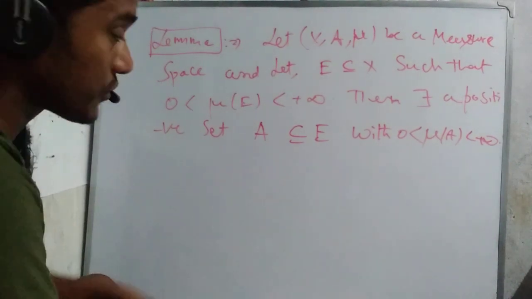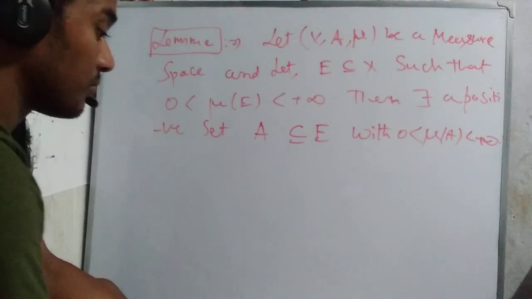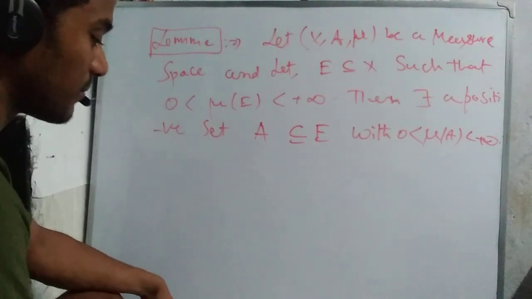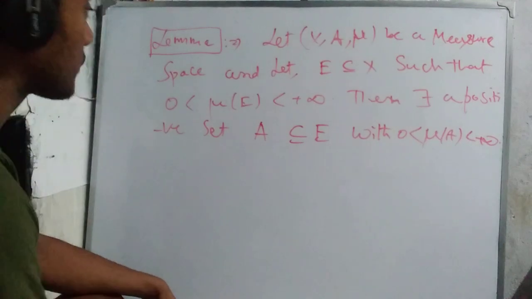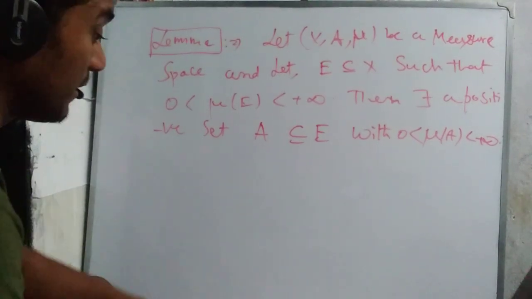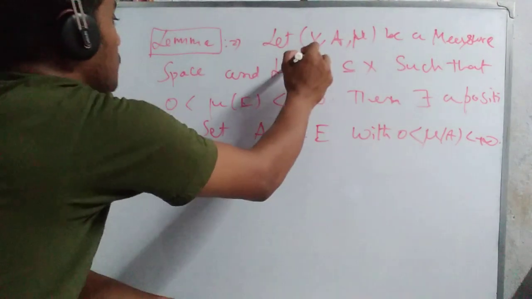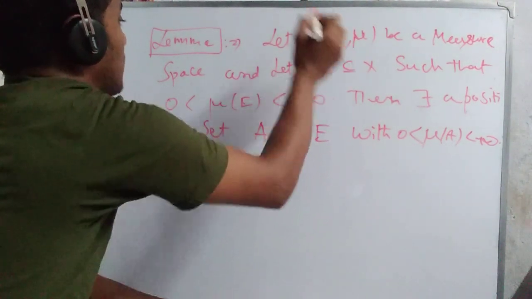We discussed this lemma in the previous class, and we just write this statement here. This one is a positive set and E is a subset of X. And obviously E belongs to this algebra.